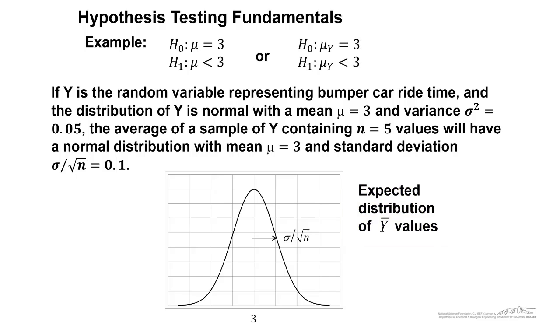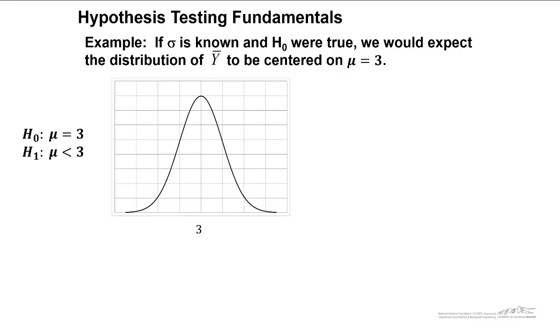By the way, if y is our random variable, sometimes you'll see the hypothesis written as follows, where our null hypothesis, mu y equals 3, and the alternate is mu y less than 3. So we have the subscript y there. If sigma is known and the null hypothesis were true, we would expect the distribution of y bar to be centered on mu equals 3.